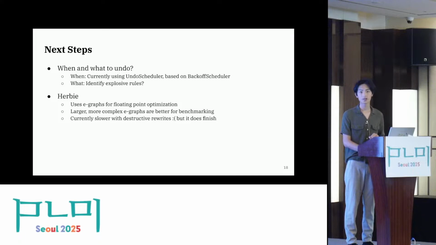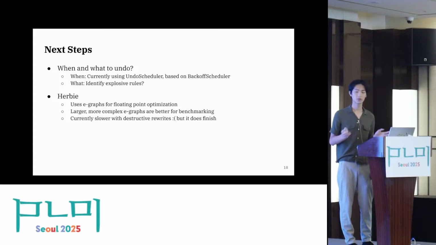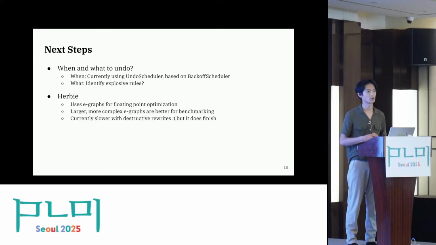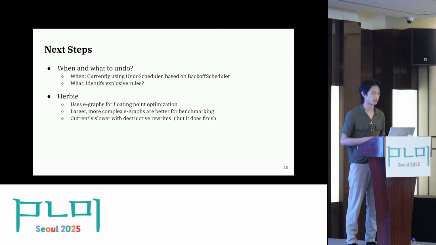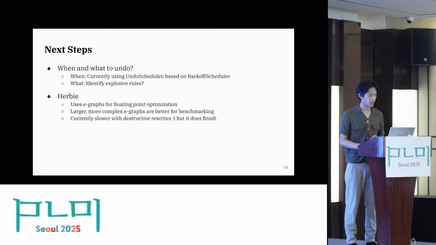Another thing I've been working on is trying out destructive rewrites in Herbie, which is a really cool research project that uses e-graphs for floating point optimization. The accuracy of a floating point expression depends quite a bit on how you arrange the operators in the expression. So rearranging them might result in much better floating point accuracy over the range of possible floating point values. And Herbie uses e-graphs internally for that optimization.